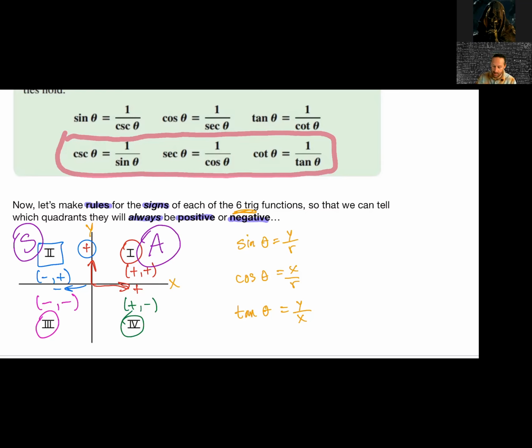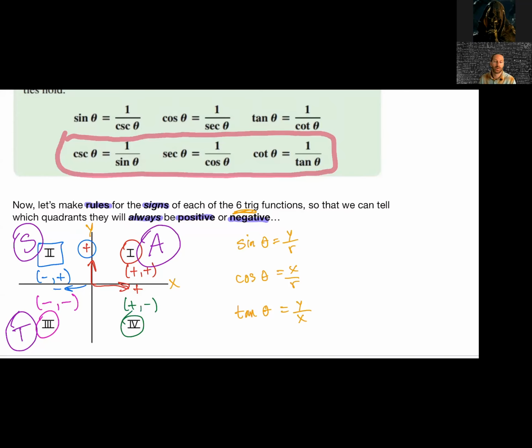How about quadrant 3? Quadrant 3 is a little tricky because my y is negative and the x is negative. But notice tangent has both of those, doesn't it? It has the x and the y. And if we have a negative and a negative, what does that always yield? So therefore, tangent is the only one that's positive in quadrant 3.